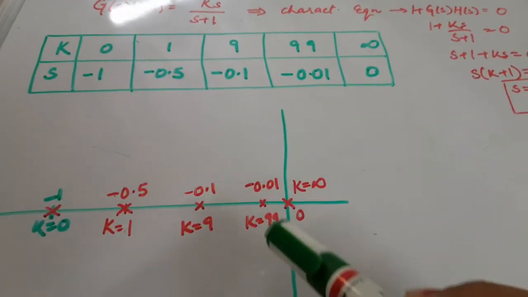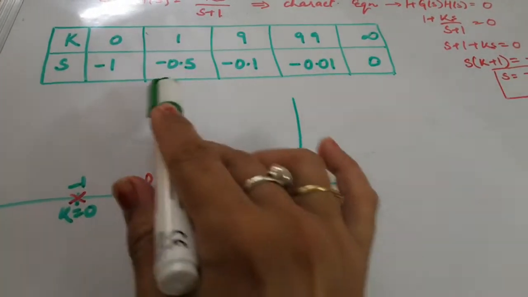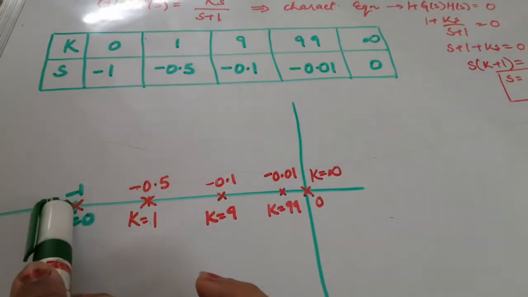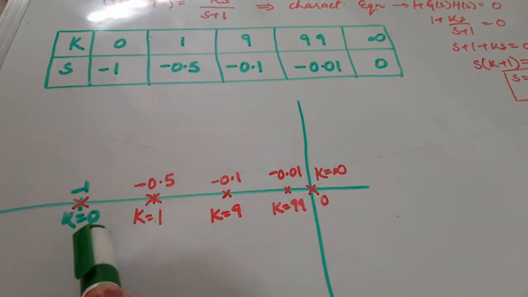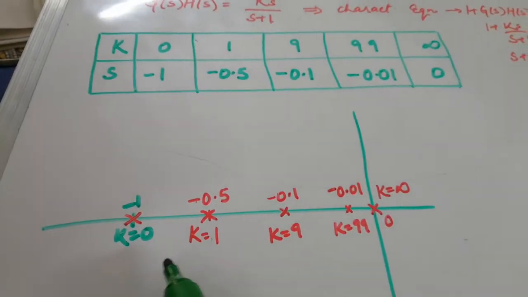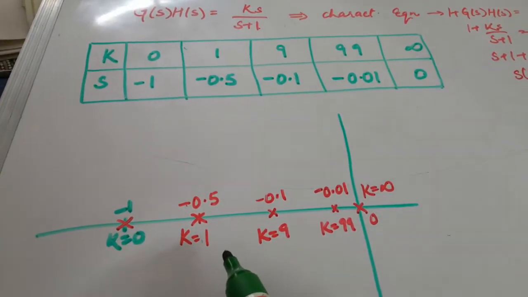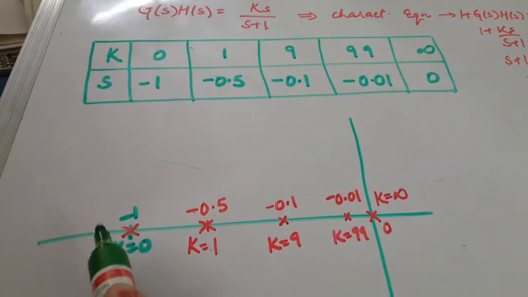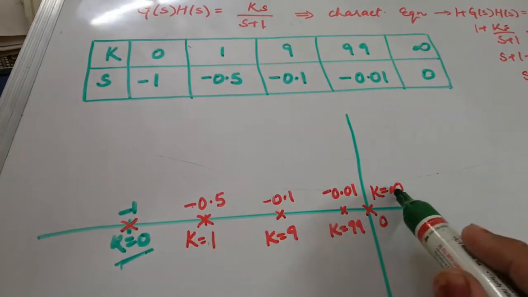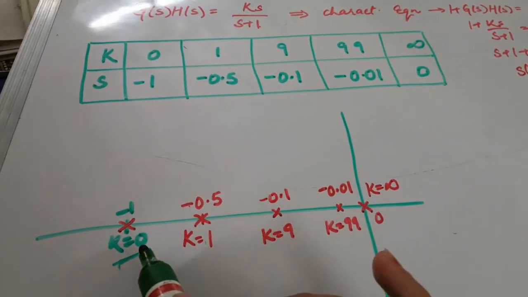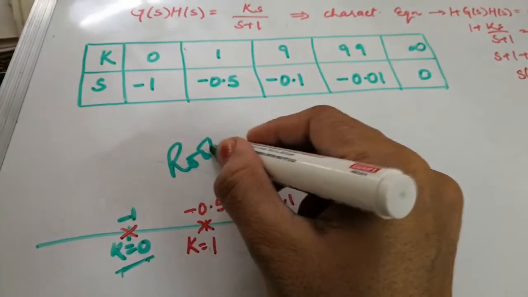So I have just plotted all the values on the S plane. This is my negative axis, and because all the roots come out to be negative, they start from minus 1 and approach 0 as the value of K varies from 0 to infinity. And this defines the root locus method. Basically, root locus is the locus of the roots as K is varied from 0 to infinity. How the roots move with respect to the value of K as it is varied from 0 to infinity is called the root locus.